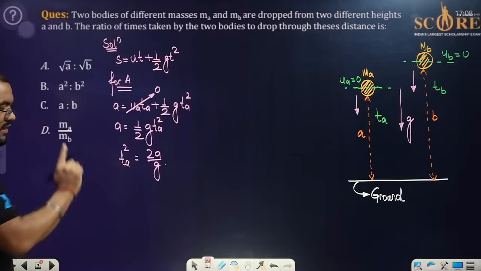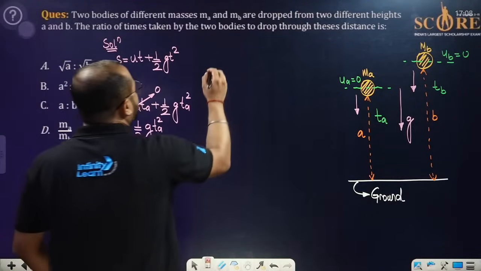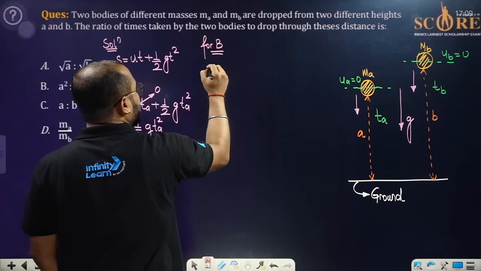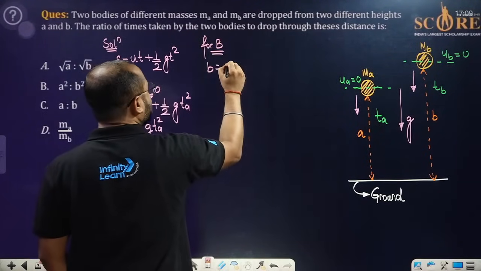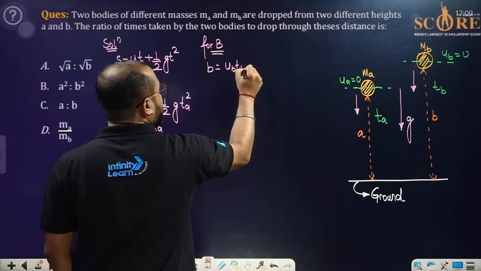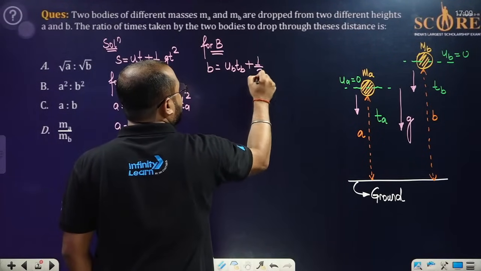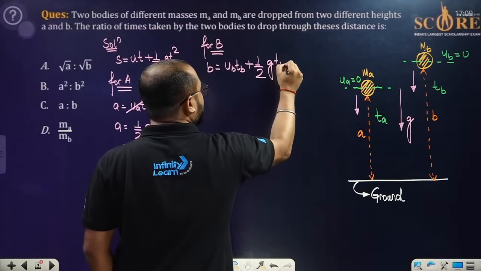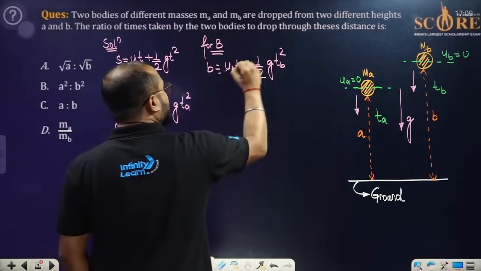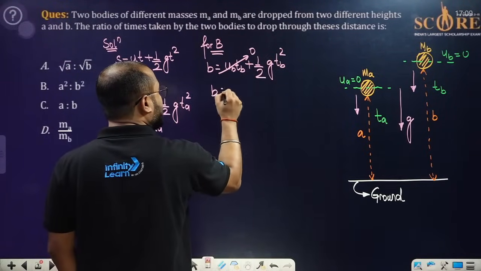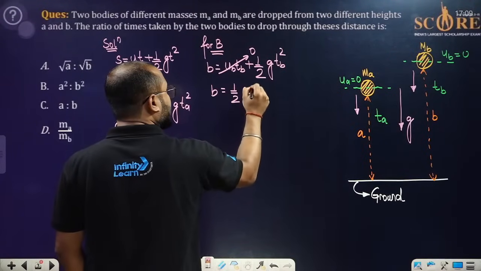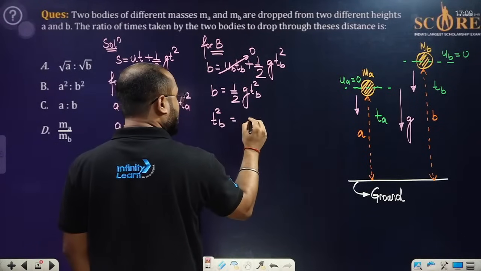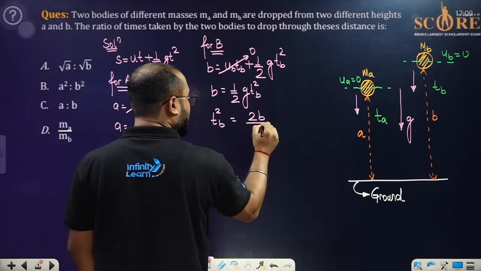2a by g, that is the t a square. Similarly, we will be finding the value for the body b. For the body b, we can write the height b will be equals to u_b t_b plus half g t square. So for body b, the initial velocity is going to be 0 again. b will be equals to half g t square. So again, the time for the body b can be written as 2b by g.